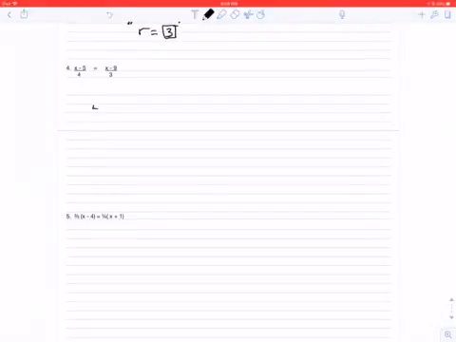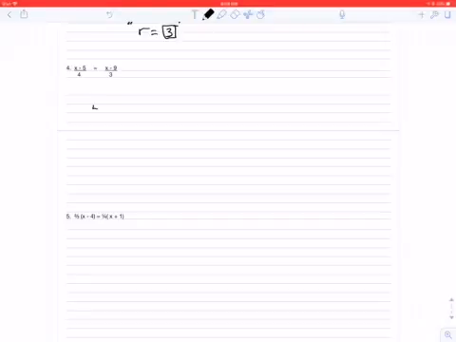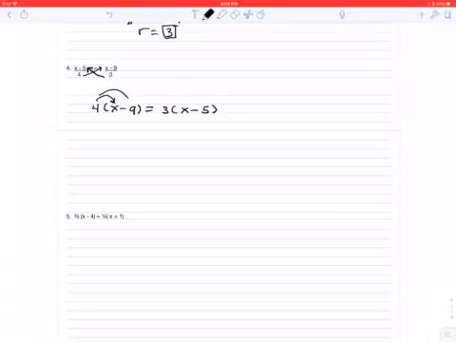Now, if we have a fraction equal to a fraction, we can call that a proportion. We can also take a shortcut. We can cross-multiply. So I have 4 times the quantity x minus 9 equals 3 times the quantity x minus 5. So I'll distribute. So I have 4x minus 4 times 9 is 36, 3x minus 3 times 5 is 15.